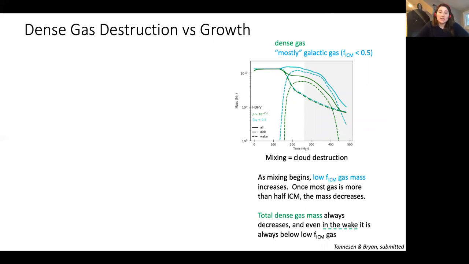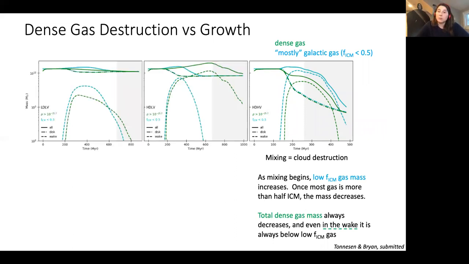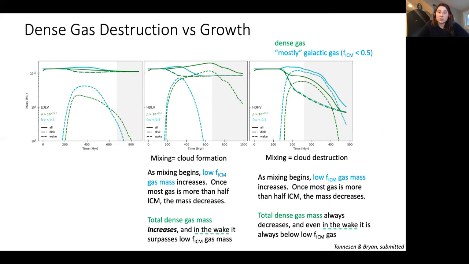However, in the high density, low velocity simulation in the middle panel, we see a different story. The solid blue, mostly galactic gas line shows the increase followed by decrease that indicates continued mixing and that we see in all of our simulations. But the green dense gas line increases beyond the blue line, and it doesn't decrease again until gas begins to leave the simulated box. Here, mixing seems to drive dense gas formation. The low density, low velocity case on the left may be a bit more complicated, so I'll send you to the paper for that explanation.